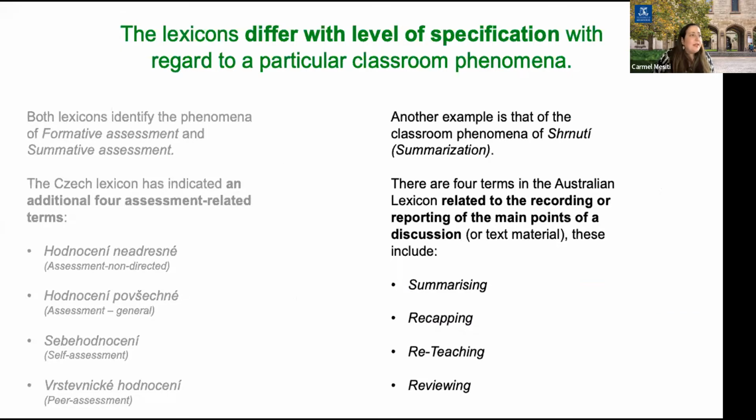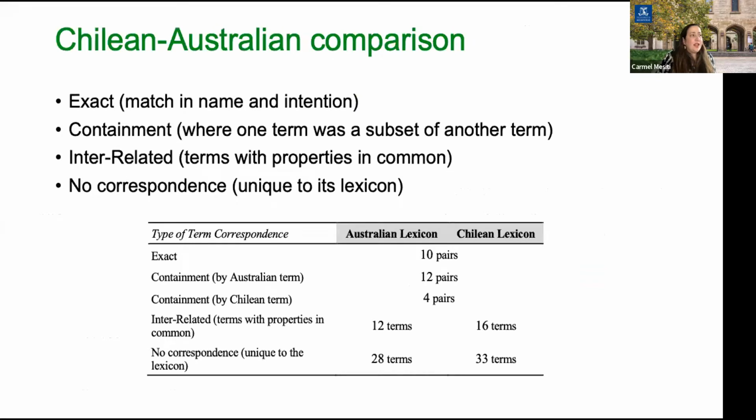Another example is that of summarising, whilst in the Australian lexicon, we had an additional 4 terms that also relate to the reporting of the main points of a discussion. We also found this with the Chilean-Australian comparison. So once that first comparison was done, we refined our approach.